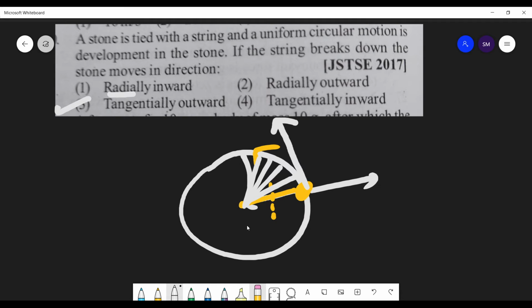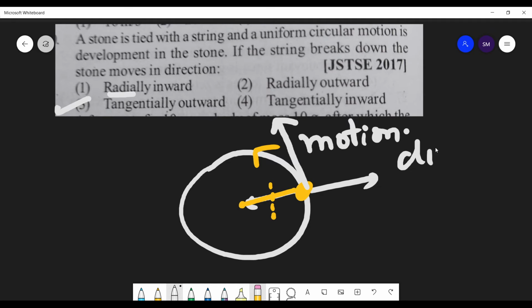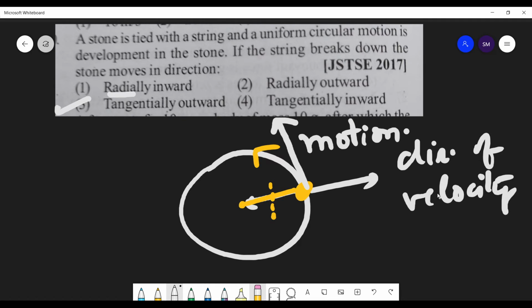No, sir. So it will move tangentially, right? That is the direction of motion at this point of time. That is the direction of velocity. So the direction of velocity is tangential, this one, not this one, right? Neither radially inwards nor radially outwards, but tangentially.